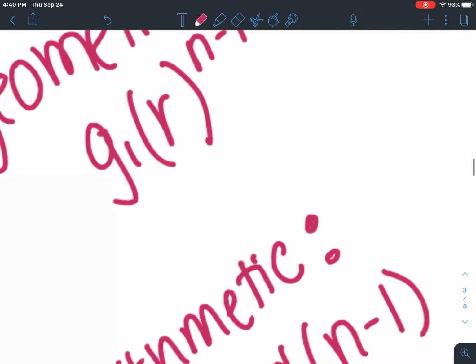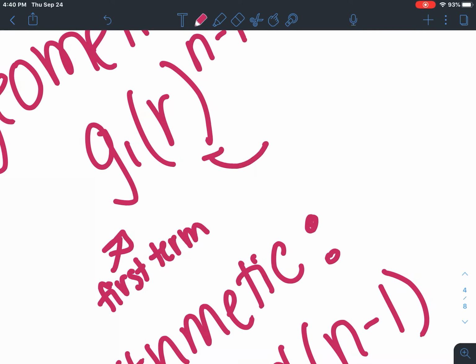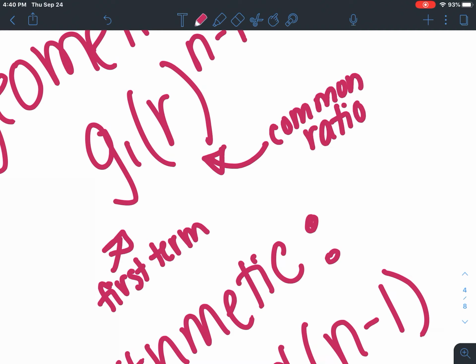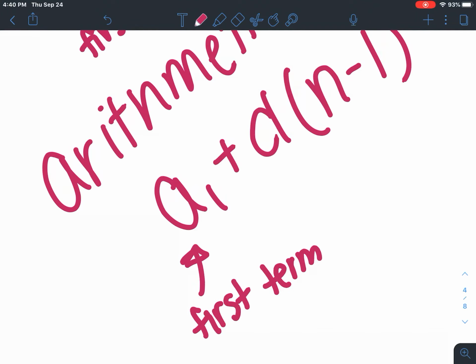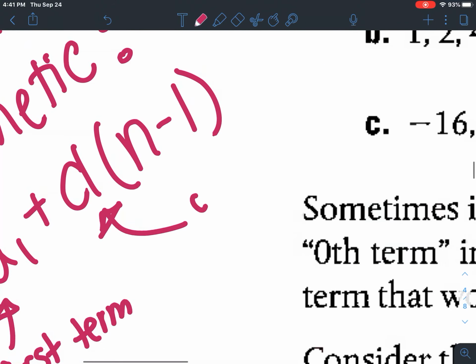Okay, so g sub 1 is the first term, and r is the common ratio. It is the number that you multiply by to get to the next term. And down here, a sub 1 is our first term in the sequence, and d is the common difference.